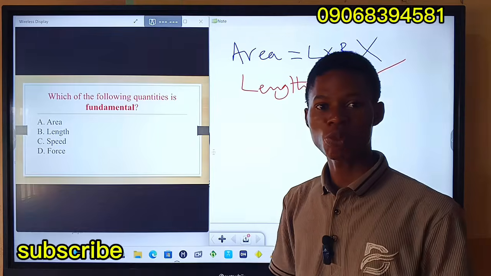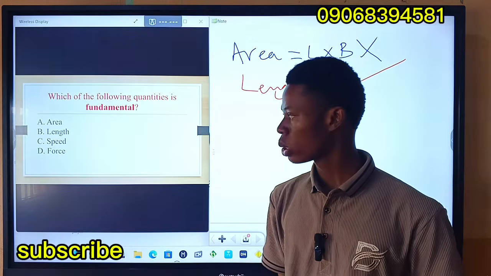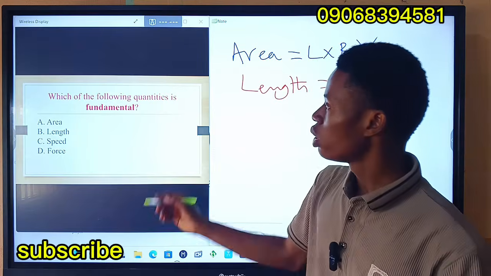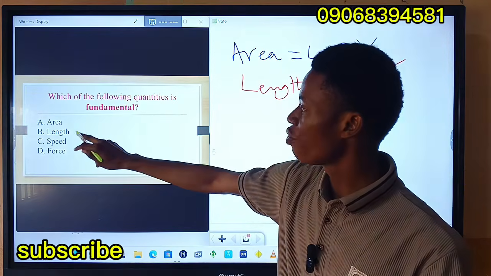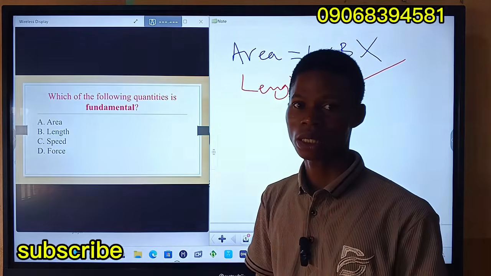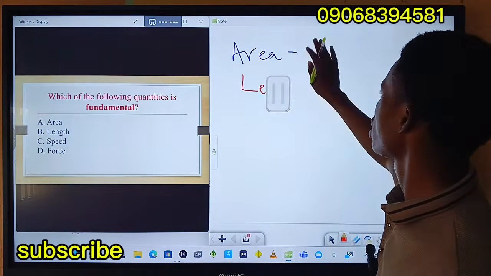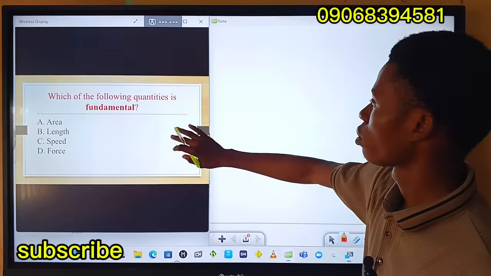Speed, you can break down speed, distance over time. So it is not. Force, mass times acceleration, you can break it down. So it is not. So the only fundamental quantity we have here in this option is length. Hope you understand the concepts. All right, that's that. Let's move on to the next question.